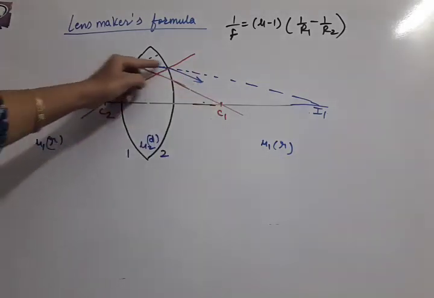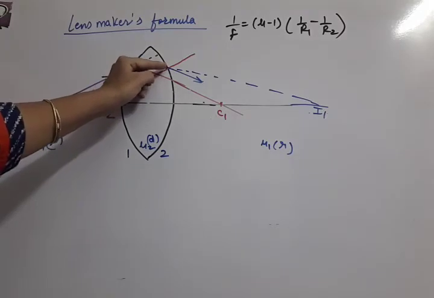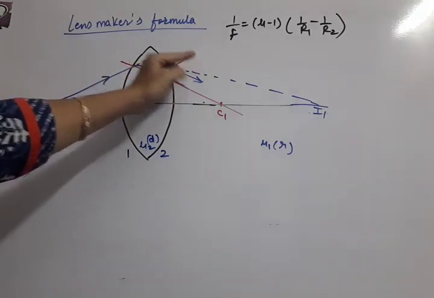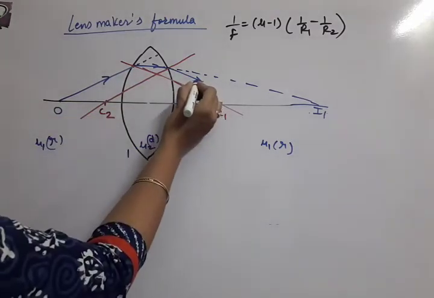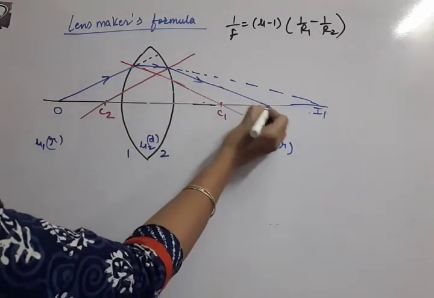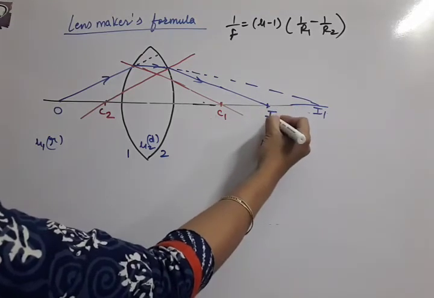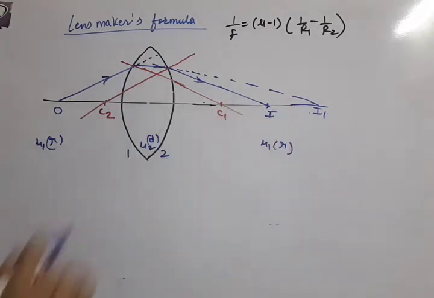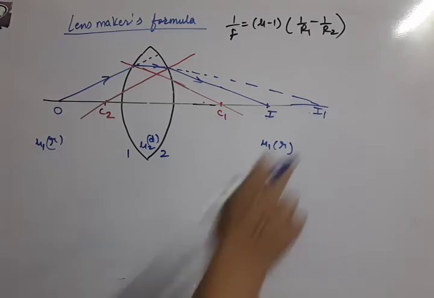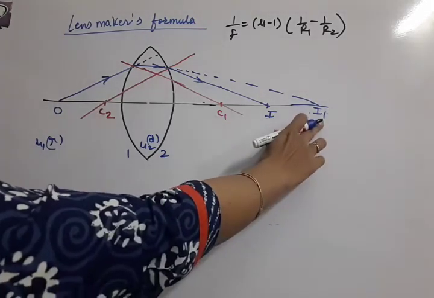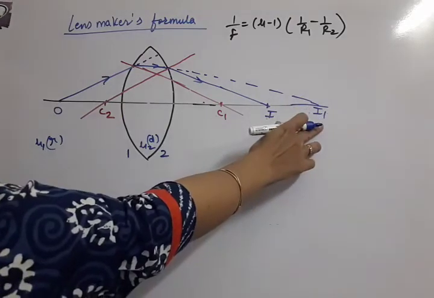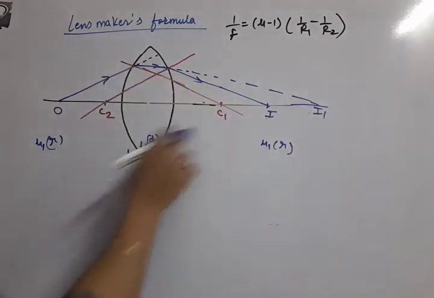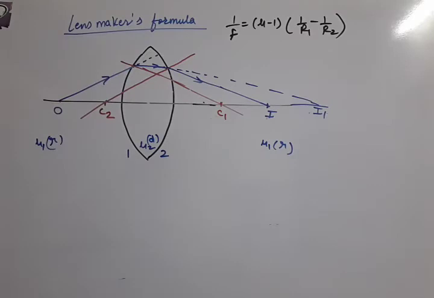Okay, this ray was coming from the denser medium. It is entering into the rarer medium, so it should turn away from the normal. Wherever it meets the principal axis, there the final image is formed. This is our final image, I. So this is the intermediate image. That means using only the first surface, the image would be formed here. But actually there are two surfaces, so the final image will be formed here.